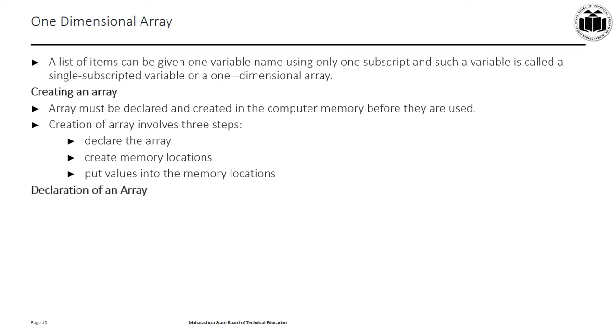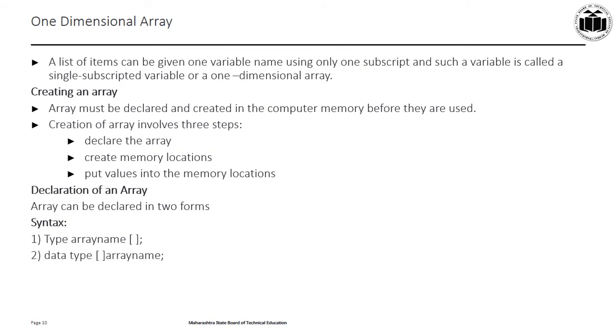Now how to declare the array? First step, how to declare an array. Arrays can be declared in two forms. Either you can declare the array by using data type, name of the array and square brackets, or data type, square brackets and array name. So here is the example which shows both the declarations: int number[] and int[] numbers.